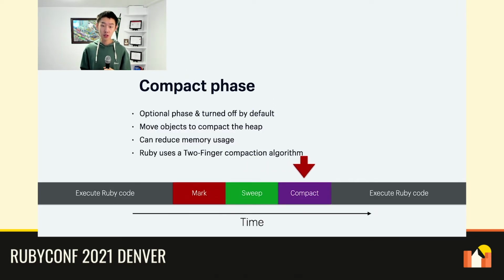Manual compaction was a new feature introduced in Ruby 2.7 and further improved with automatic compaction in Ruby 3.0. However, this feature remains optional and is turned off by default. Compaction moves objects within the heap to the start of the heap. This has several benefits, including reduced memory usage, faster garbage collection, and better copy on write performance. Ruby uses the two-finger algorithm for compaction, which I will explain in more detail.